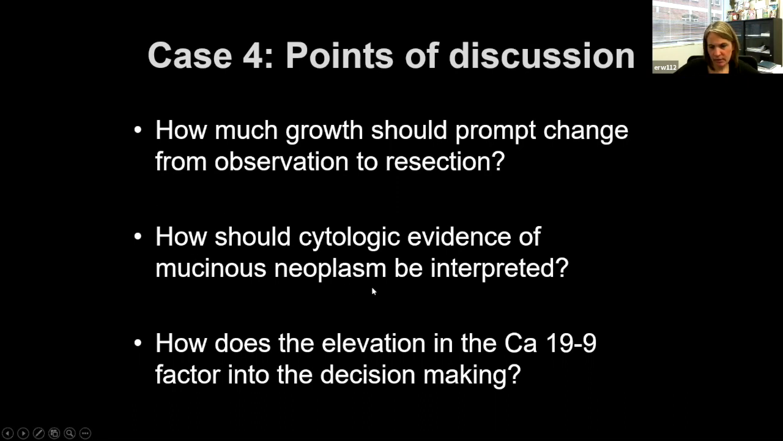How should we really think about the cytologic evidence of mucinous cells without atypia? Does that make us feel any better or not? And then what about the serum CA19-9? Whether it's going up or just elevated as an absolute value is also really uncertain.